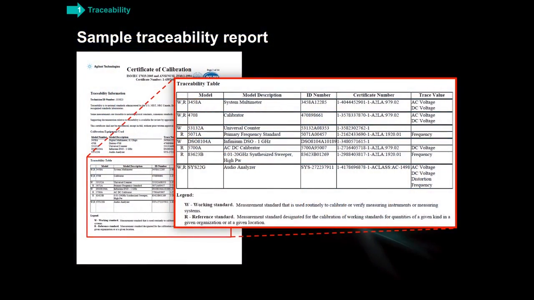You can look at a trace report like this. For instance, if you had a spectrum analyzer and you wanted to know, was third order intermod, TOI, tested, you could look at the trace report and you would expect to see two microwave signal generators. If you only saw one, you would know that that important measurement could not have been made. So this is another way where you might do an audit.